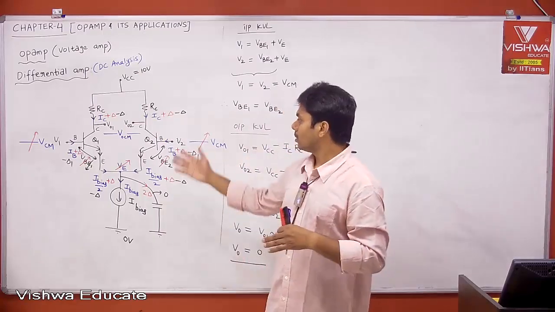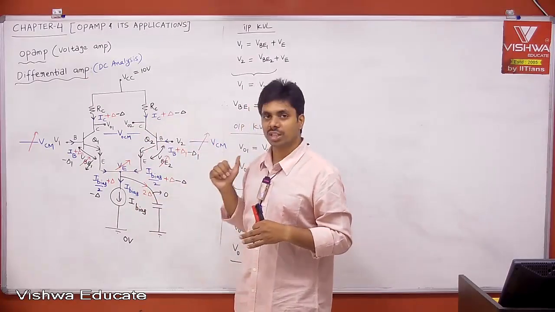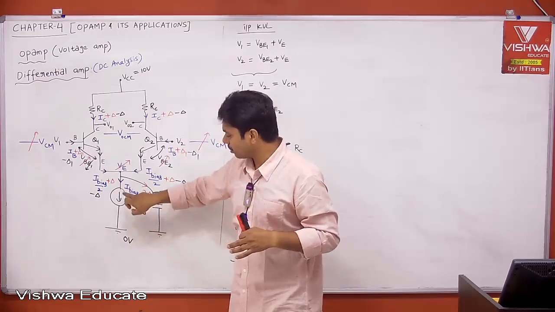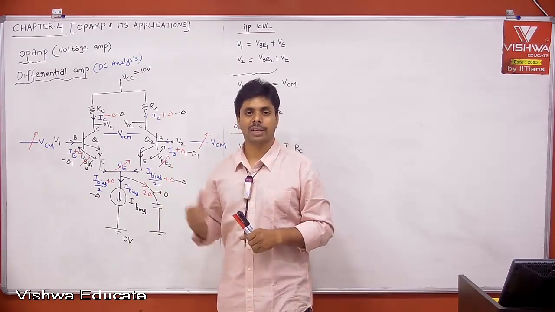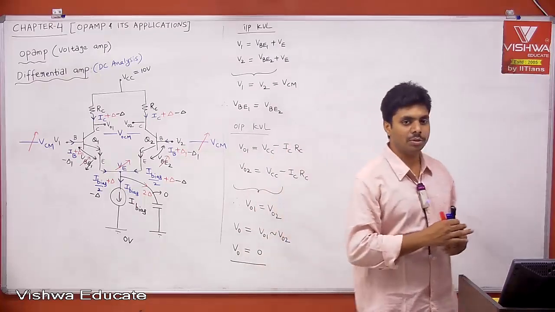That's why this is a differential amplifier. Who is rejecting? The current source which is there at the bottom, that is what is rejecting. Everybody understood? Take it. Then I'll give you the flow chart how to get it. Okay?